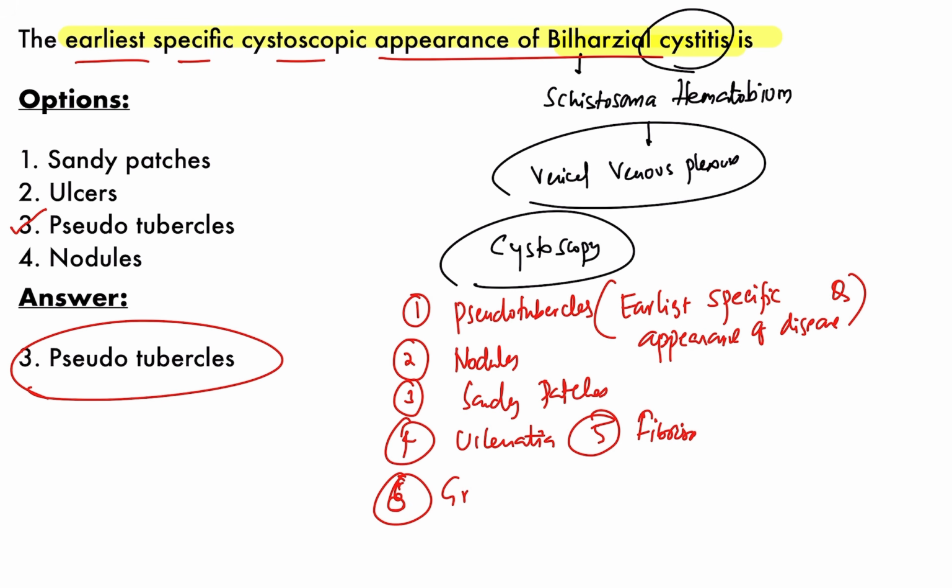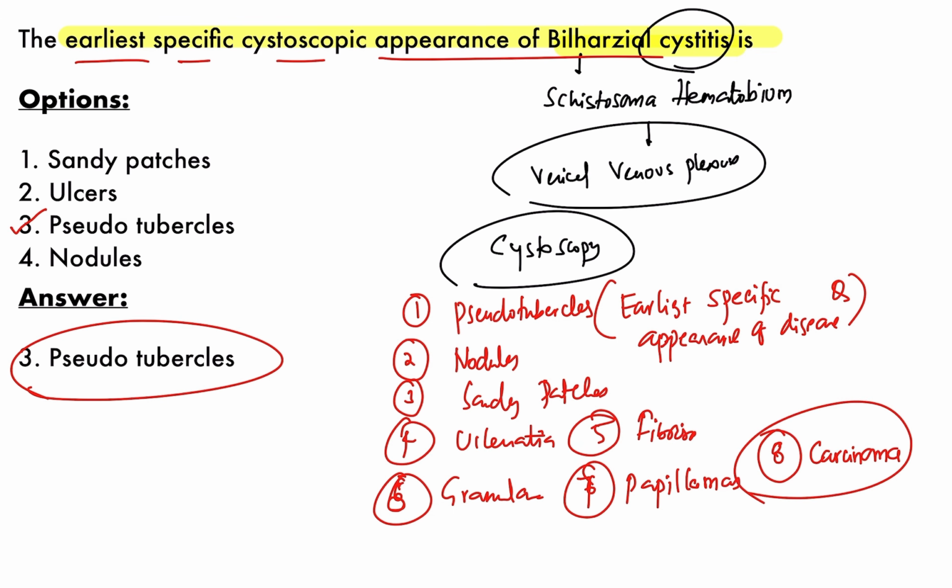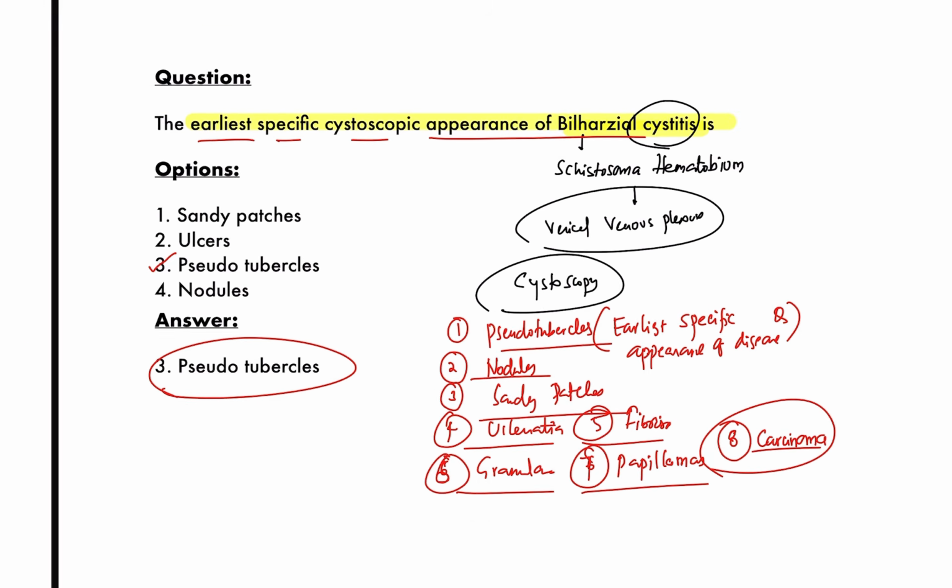Granulomas are also possible in cystoscopy. Papillomas can also be seen, and we all know schistosoma infection is a microbial carcinogen. That means even carcinoma can be a possibility. Bladder carcinoma can arise because of bilharziasis, right? Microbial carcinogenesis, carcinoma. So pseudotubercles, nodules, sandy patches, ulceration, granuloma, fibrosis, papilloma, everything is seen. But the earliest specific appearance of disease is pseudotubercles in case of bilharzial cystitis.